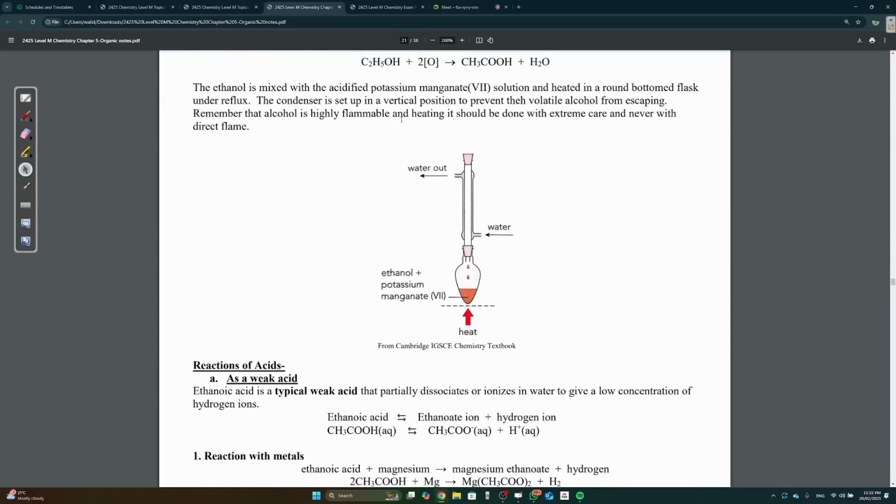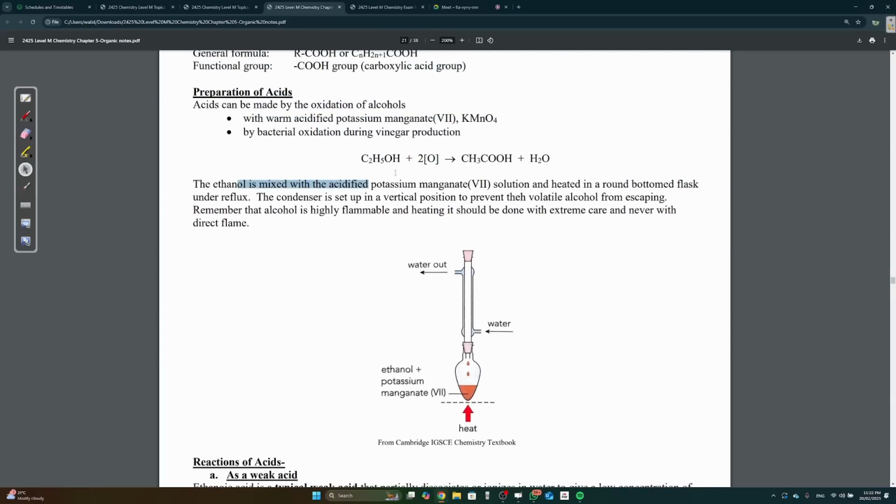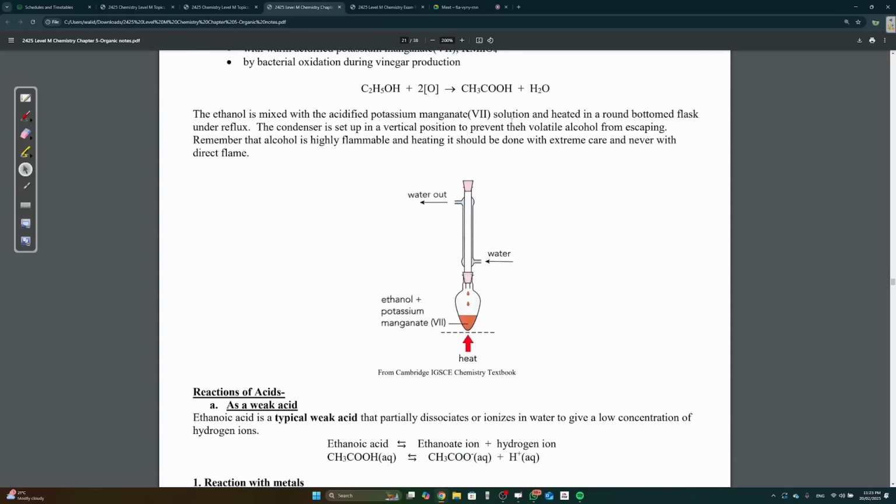How does the process of it go? Oxidation. The ethanol is mixed with potassium manganate solution, or like we said, potassium dichromate K2Cr2O7. It could be either, and heated in a round bottom flask under reflux. The condenser is set up in a vertical position to prevent the alcohol from escaping because it's volatile. Remember that alcohol is highly flammable and heating should be done with extreme care and never with direct flame.